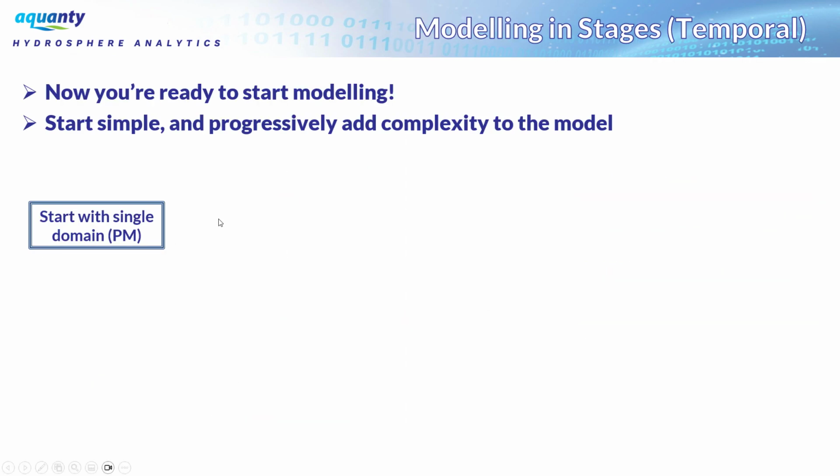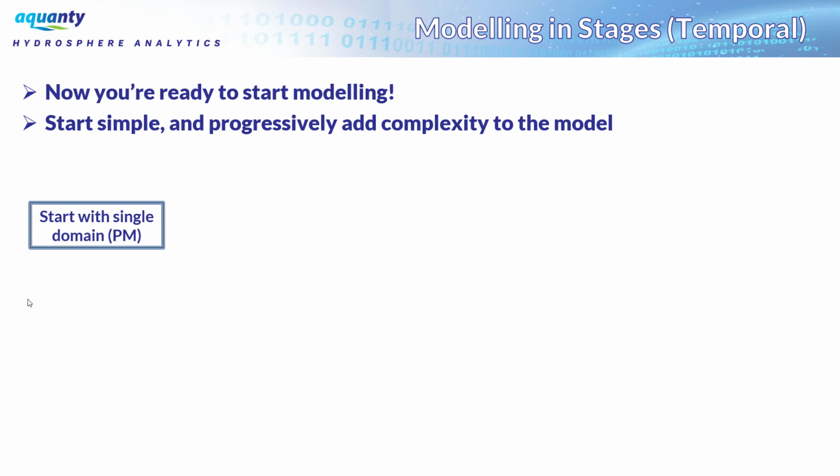Okay, so you've built up a very good model mesh. You've then built up your numerical model in 3 dimensions. You've applied your boundary conditions, et cetera, et cetera. What you're going to want to do now is start actually running the numerical models. And what we recommend here is to start very simple and then progressively add more complexity to the model.